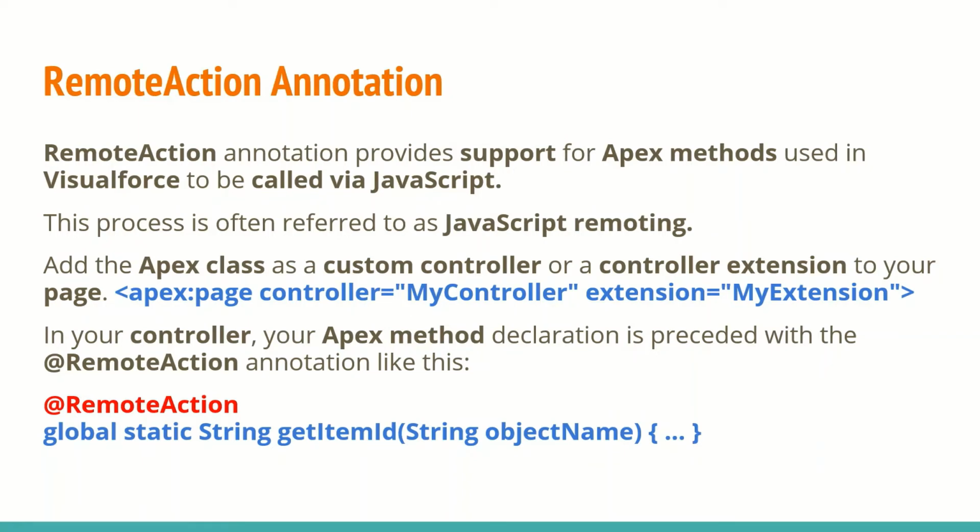Then we have the remote action annotation. The remote action annotation provides support for Apex methods used in Visualforce to be called via JavaScript. This process is often referred to as JavaScript remoting. Add the Apex class as a custom controller or a controller extension to your Apex page. That is the Apex page controller, my controller, and then an extension to that. In your controller, your Apex method declaration is preceded with the remote action annotation like this. So you can use remote action whenever you want to refer to JavaScript in your particular Apex methods.